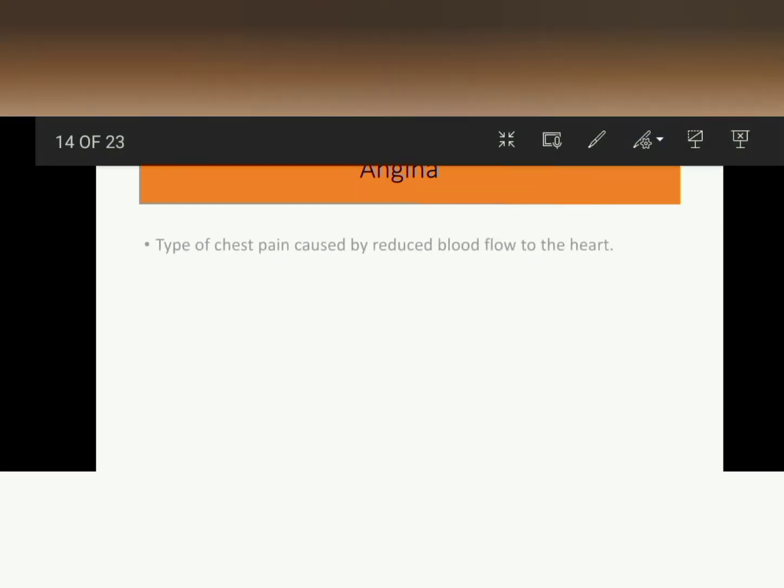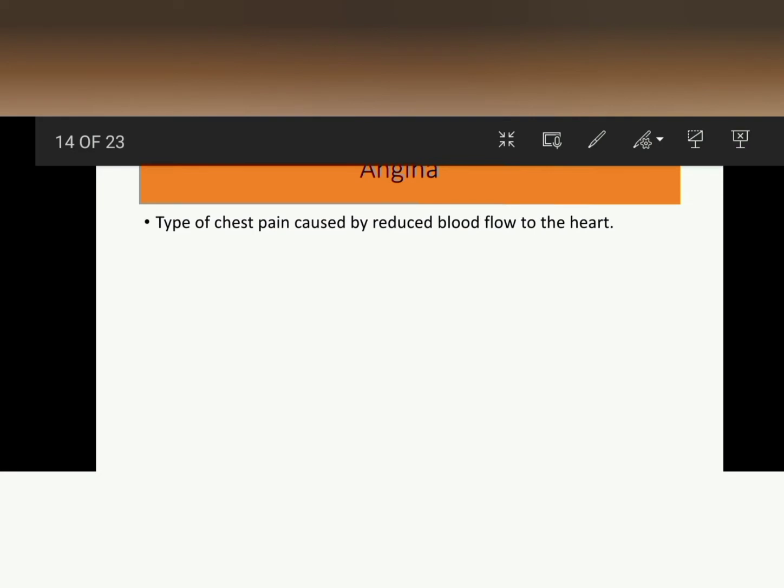Today, our topic of discussion is angina, and today's topic is the continuation of the previous topic of coronary artery diseases. Angina. What is angina? First question arises: what is angina? Angina is a type of chest pain caused by reduced blood flow to the heart. Reduced blood flow to the heart means that it is one of the coronary artery diseases in which, simply, the coronary artery is blocked.